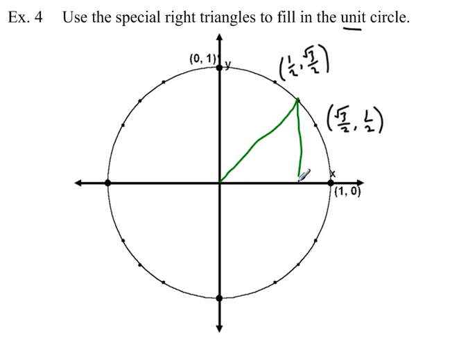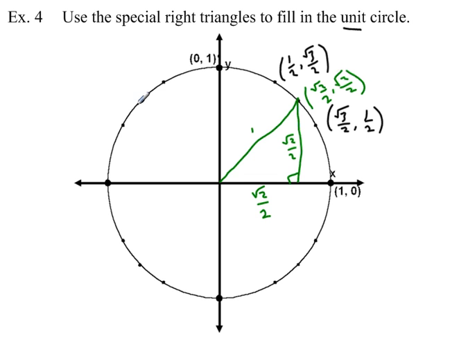Again, the hypotenuse is 1 unit. This side down here would be square root of 2 over 2, and likewise this side over here. That gives us this point here with an x, y value of square root of 2 over 2, comma, square root of 2 over 2. Okay, now that we've got that, everything else just flows from there.